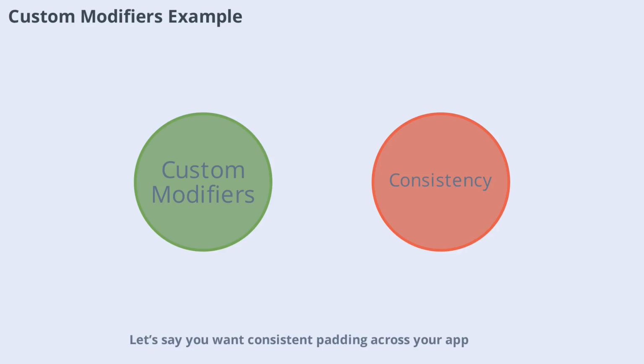Let's say you want consistent padding across your app. By creating a custom modifier like defaultPadding, you avoid repeating magic numbers everywhere. This makes your code DRY and your UI visually consistent. Small details like this add up to a polished app.